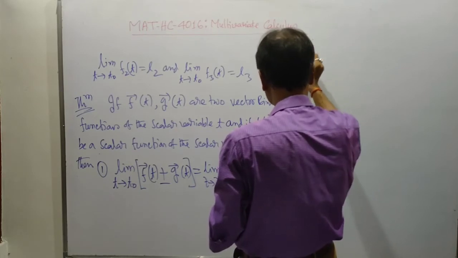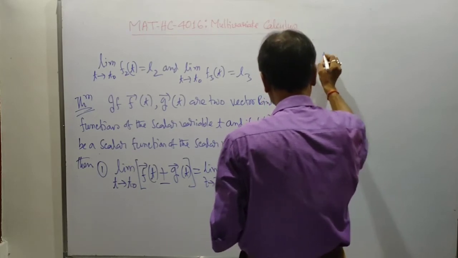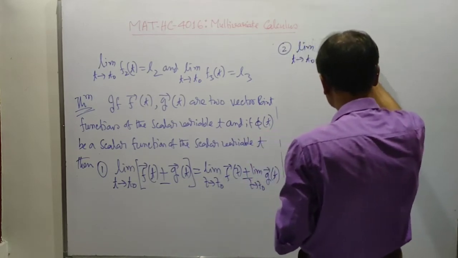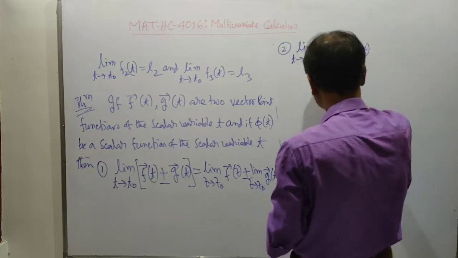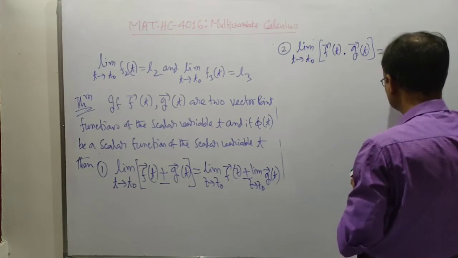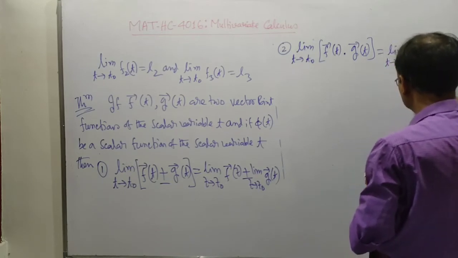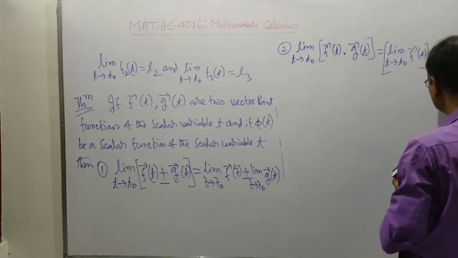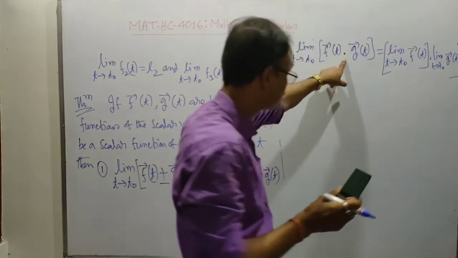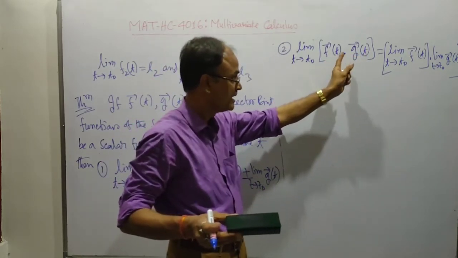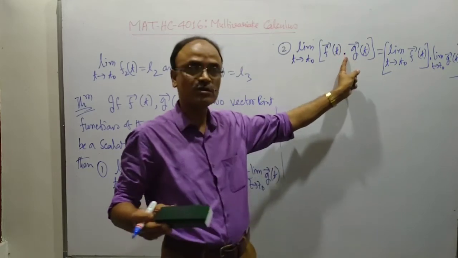Number two, limit as t tends to t naught f dash t dot g dash t is equal to limit t tends to t naught f dash t dot limit t tends to t naught g dash t. This is dot. Obviously, this is a vector point function, it is also a vector point function. There must be either dot or cross. It is dot.